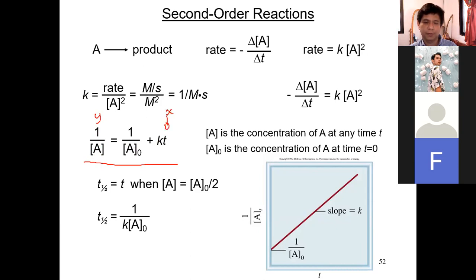So, notice that itong 1 over a sub o, ito yung magiging y-intercept. Yung 1 over a sub o. Tapos yung slope would be equal to the rate constant. Do you have any question regarding the second order derivation of equations and equation to remember?